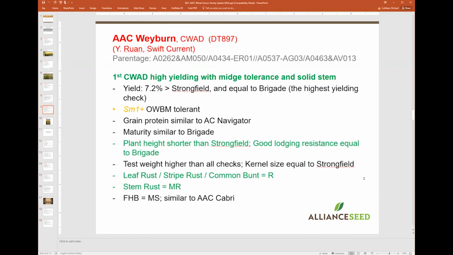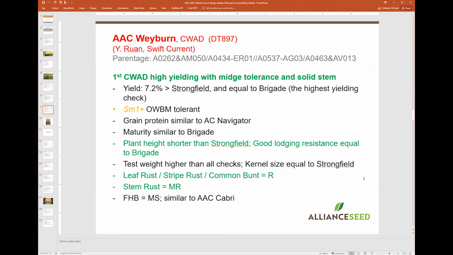AAC Weyburn is an Amber Durham from Yufeng Ruan at Swift Current. It has quite a complex pedigree. As you can see on the top of the screen, it's the number of advanced lines that were intercrossed in a four-way cross. It is the first Amber Durham that's high yielding with midge tolerance and a solid stem. So the solid stem provides protection to wheat stem sawfly.